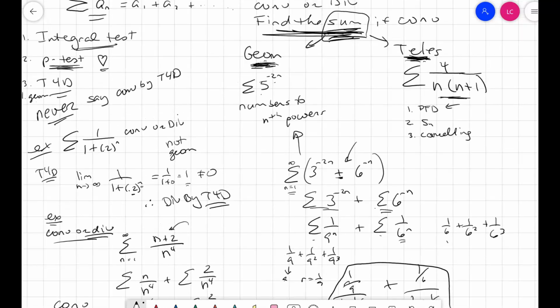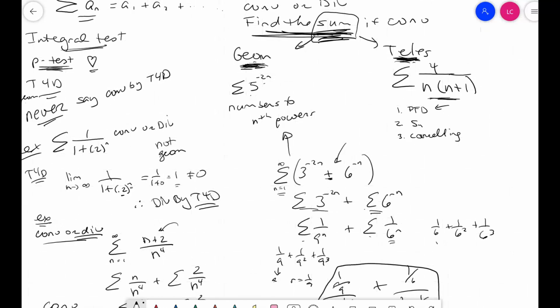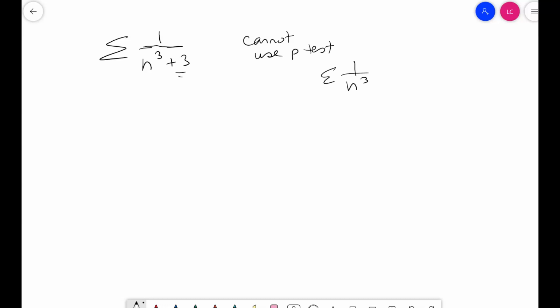Okay, so I want you to start getting used to what you have as tools, because as we move in this week, we're going to be encountering things like this. All right, and it could just be a 1 on top here. Doesn't matter. It could be a number. So if you look at this, you cannot use p-test on this because it has to be 1 over n cubed. So this plus 3 stops you. So we'll be learning something else to do with this. So make sure you know when you can use p-test and when you cannot.